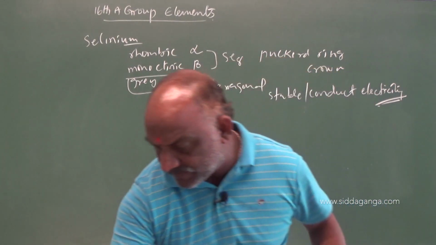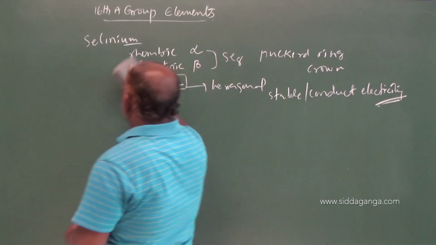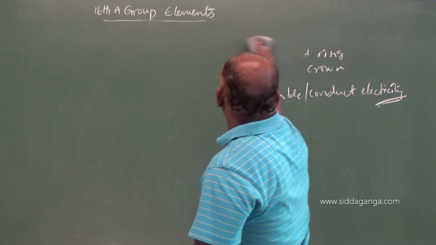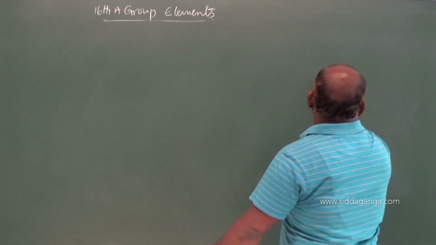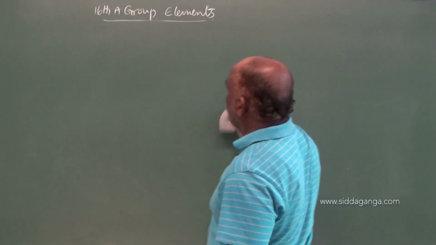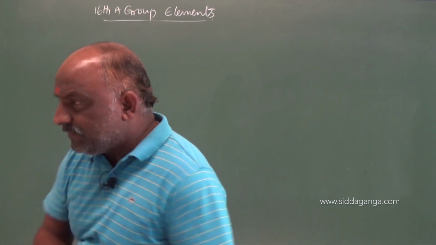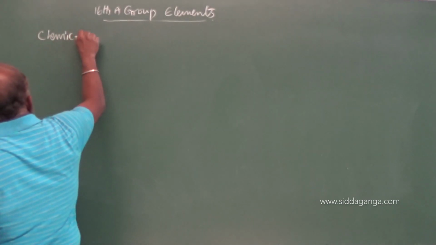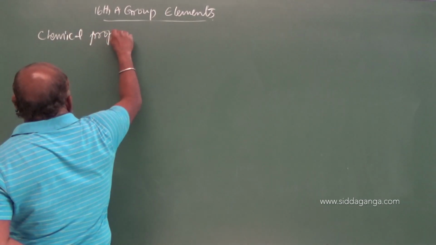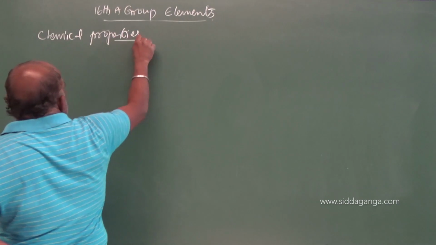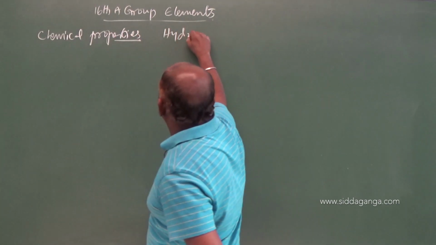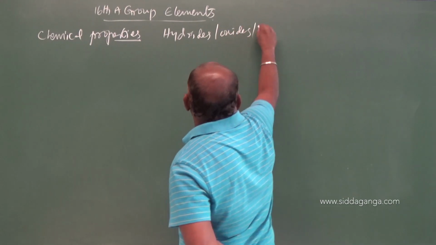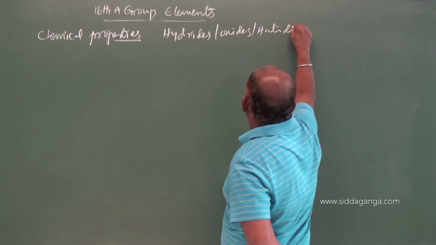The chemical properties are further divided into 3 categories. Number 1 is hydrides, second one is oxides, third one is halides. So remember, my dear students, these are also general chemical properties. Hydrides, oxides, halides.